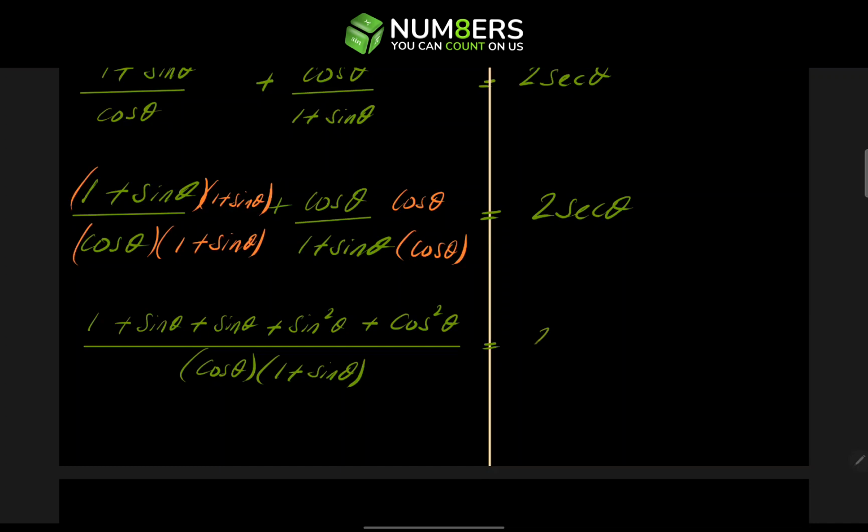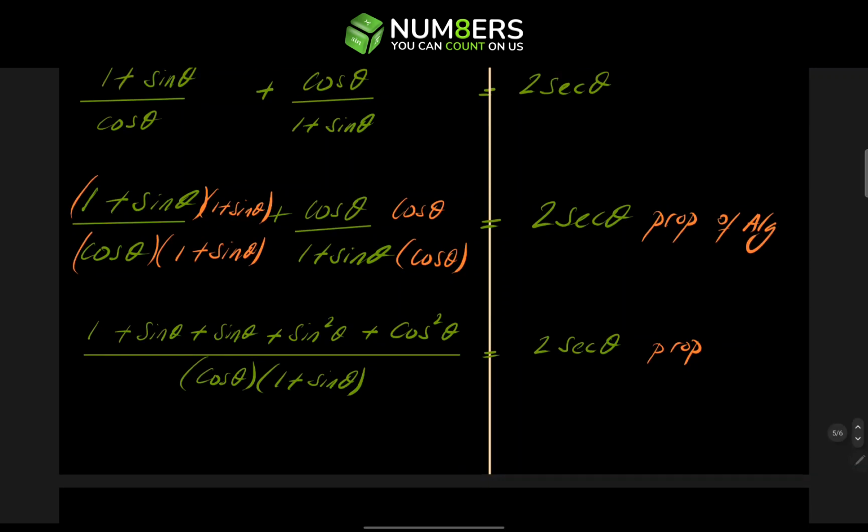That's equal to 2 secant theta. By the way, from the step before, from here to here, we did properties of algebra. And we also expanded, so you write properties of algebra right here, by finding the common denominator. And here we multiplied and expanded, so you can write properties of algebra one more time.